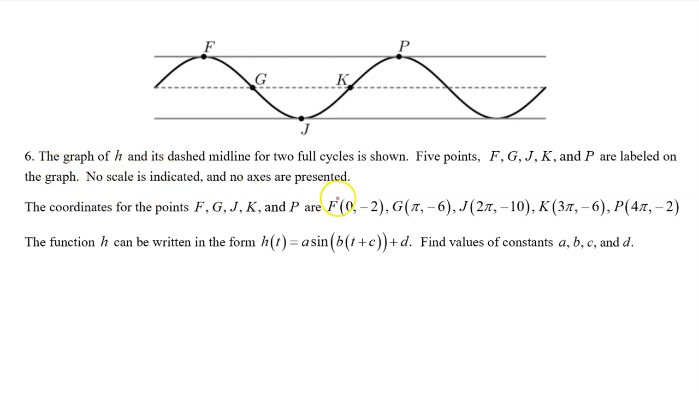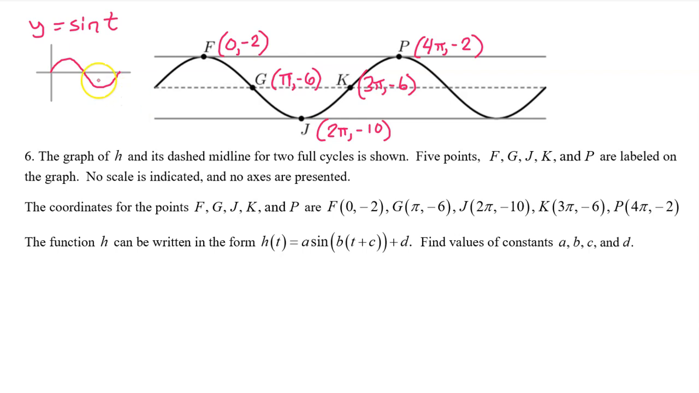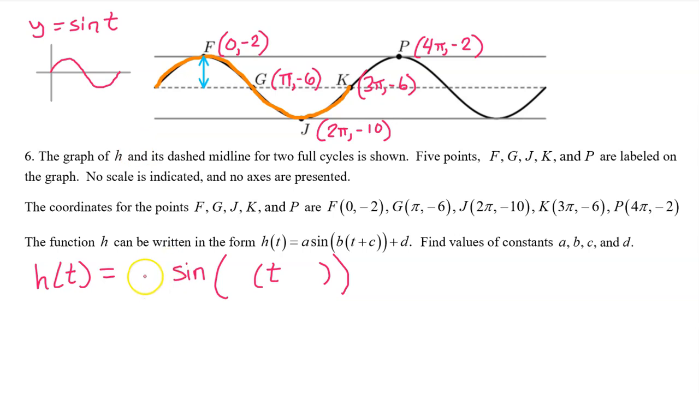Number 6 is the same type of problem with new input-output pairs, and this time h of t is a sine function. We have memorized that the parent function y equals sine t looks like this. So let's pick a period of h that looks like the parent function. If we pick a period that looks like the parent function, the a value will simply equal the amplitude, the distance between the midline and the maximum value.